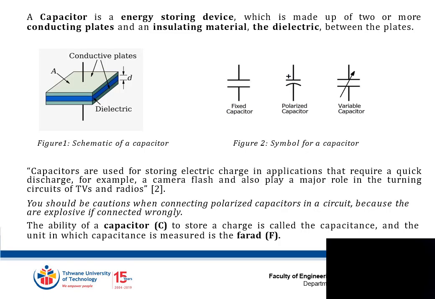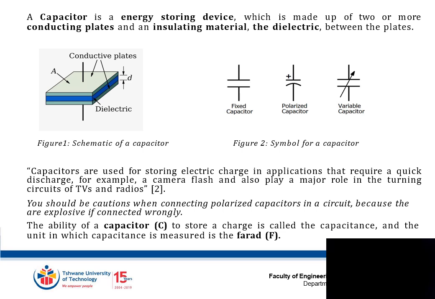A capacitor is an energy storing device which is made up of two or more conducting plates and an insulating material, which is also called the dielectric, between the two plates. As you can see in the schematic symbol of a capacitor in figure 1, it shows the two conducting plates and the dielectric, which is the blue part between the two plates.